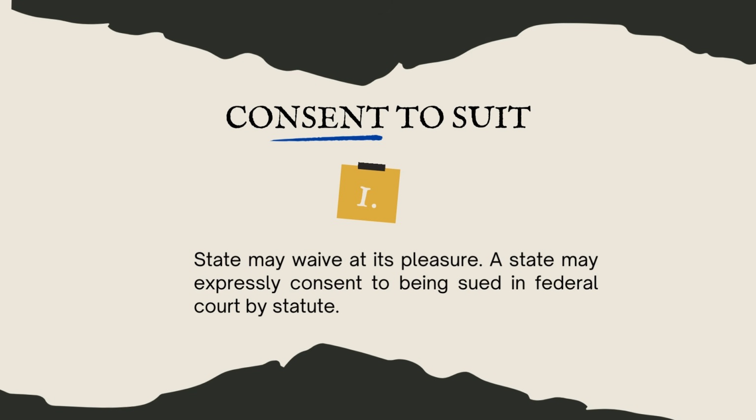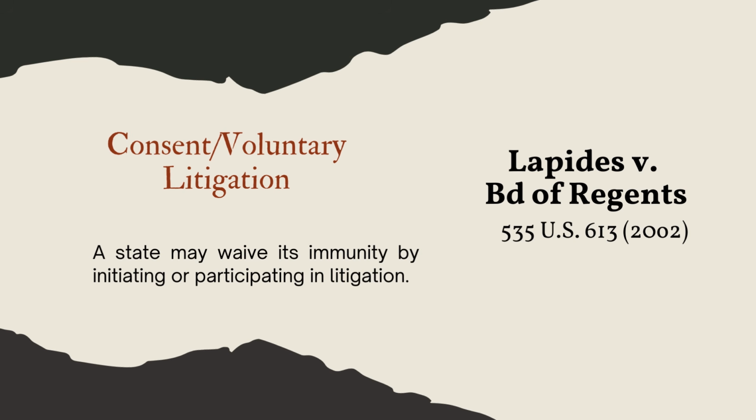A state may waive at its pleasure. A state may expressly consent to being sued in federal court by statute. So let's look at a case to illustrate this point. The case we're going to look at is Lapides versus Board of Regents, 535 U.S. 613, 2002. It's a consent voluntary litigation where the state waived its immunity by initiating or participating in litigation.